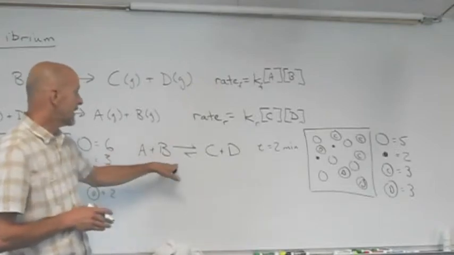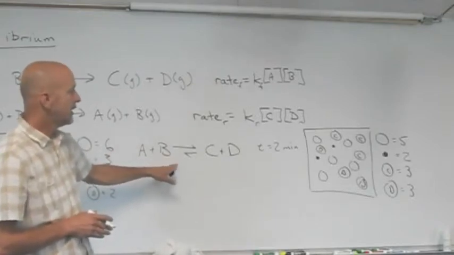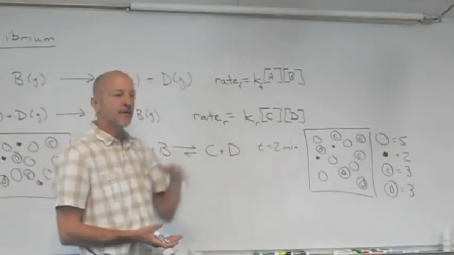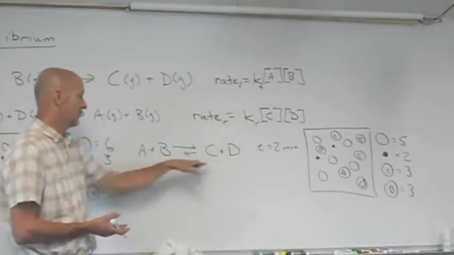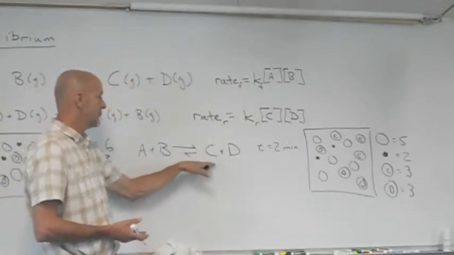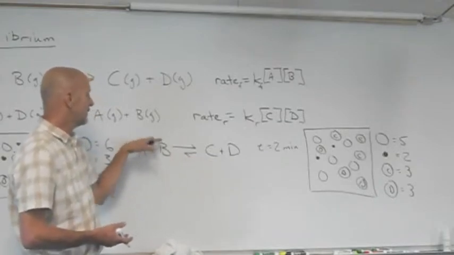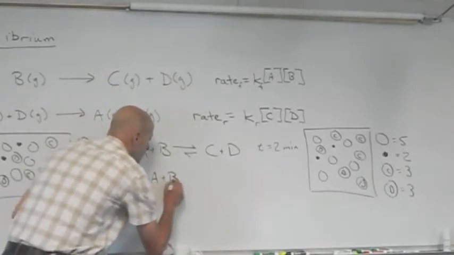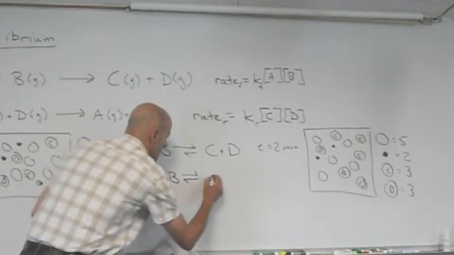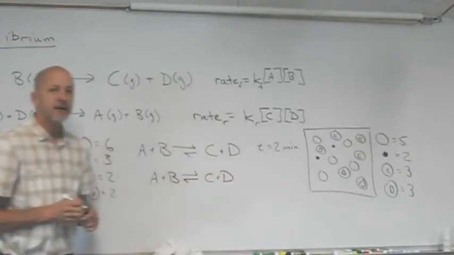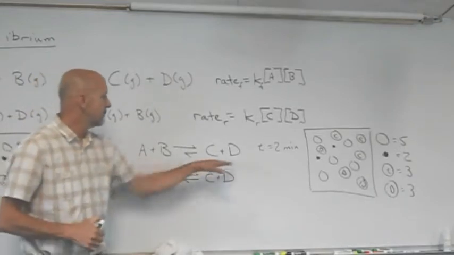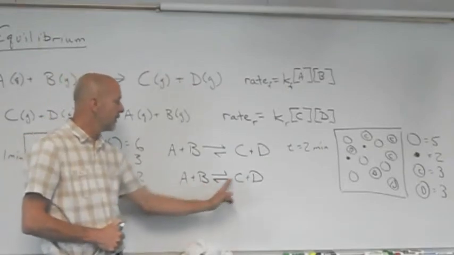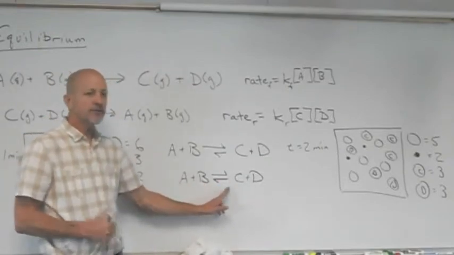So now if I check this reaction, what has happened in my reaction? At some point my amount of C and D increases enough that the concentration, this rate will start to speed up. As I get more and more C and D, the rate starts to speed up. This rate will slow down until I get to a point where they become equal. So the reaction continues. I get A and B making C and D. I get C and D making A and B. As soon as I get to that point where the rates are equal, my concentrations aren't going to change anymore.